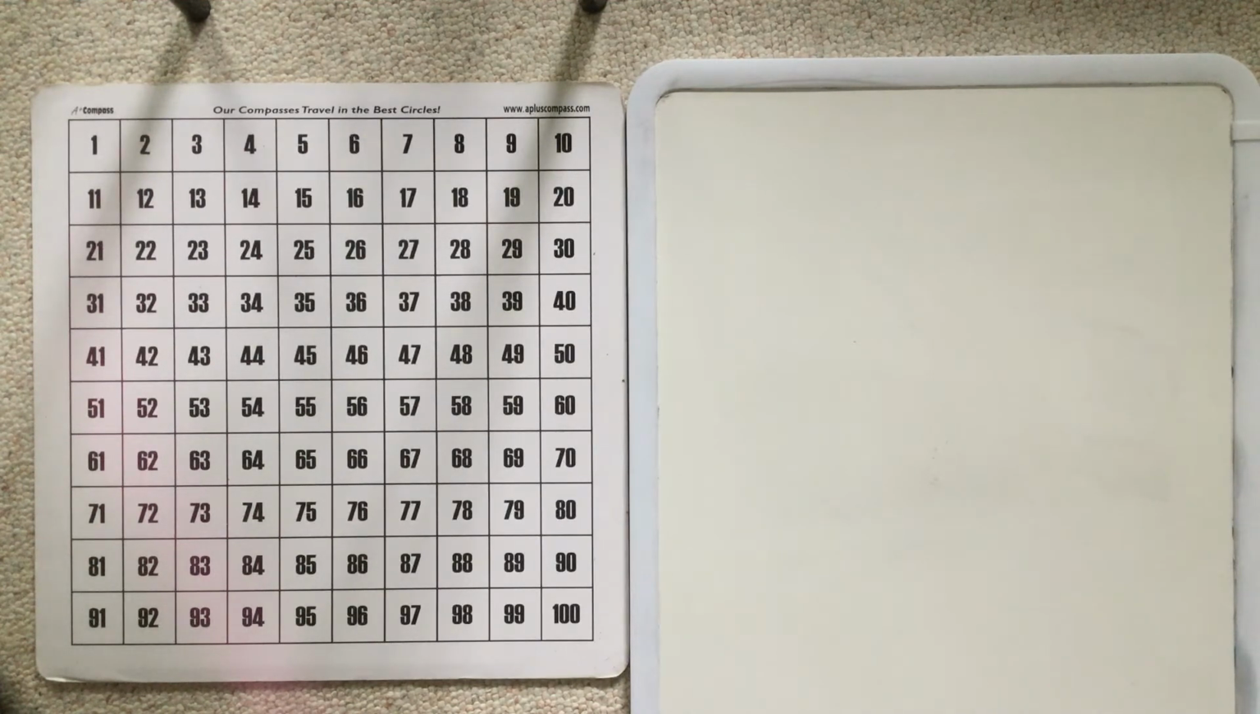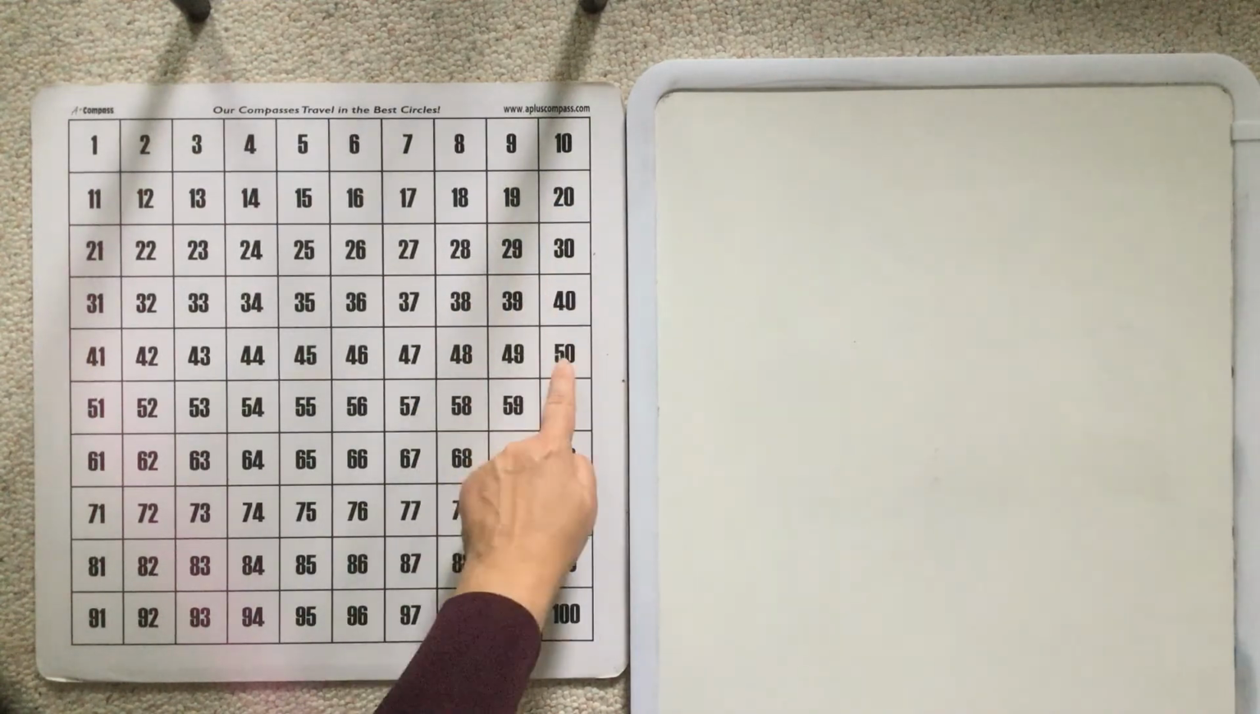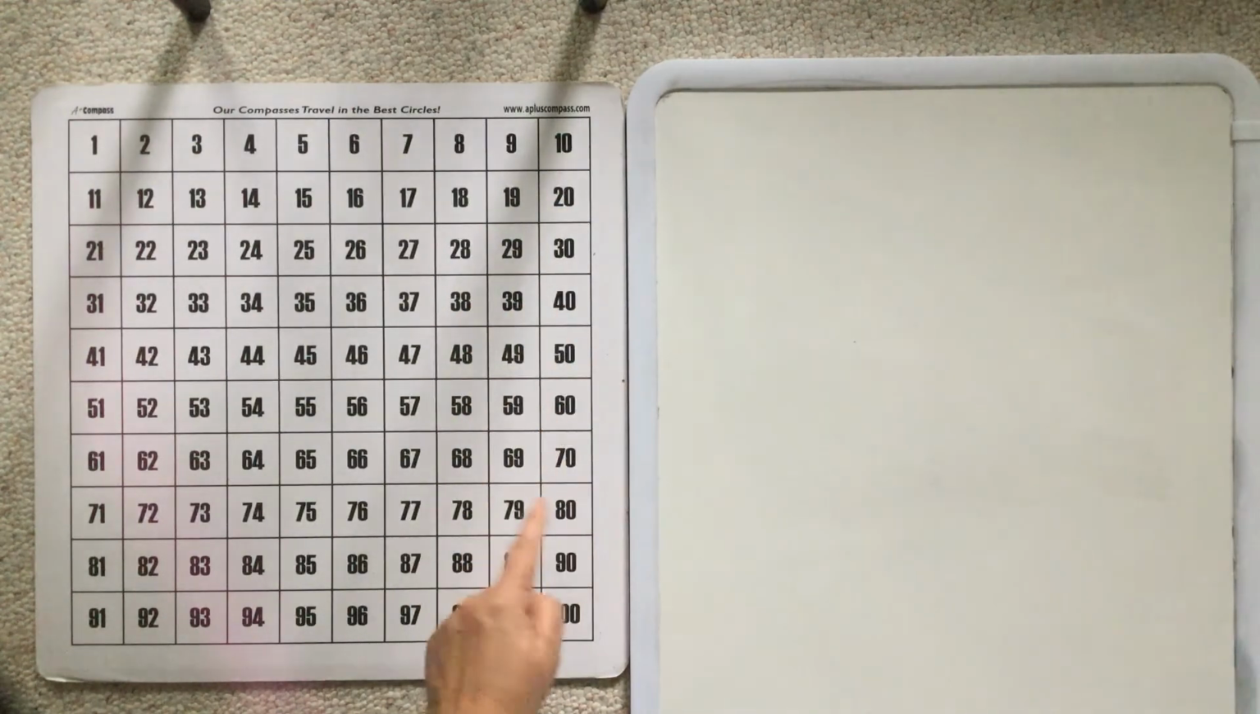What are some other ways that we could count on a hundreds chart? That's great. Counting by tens is one of my favorite ways to count on the hundreds chart. We could start at 10 and count on by tens: 10, 20, 30, 40, 50, 60, 70, 80, 90, 100.